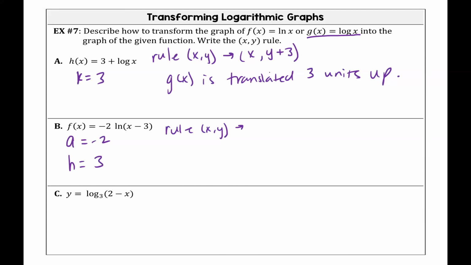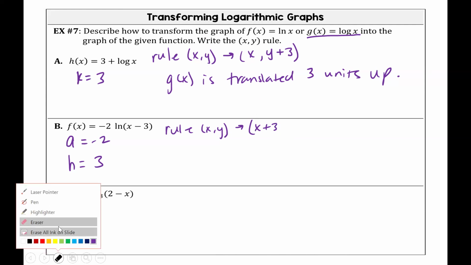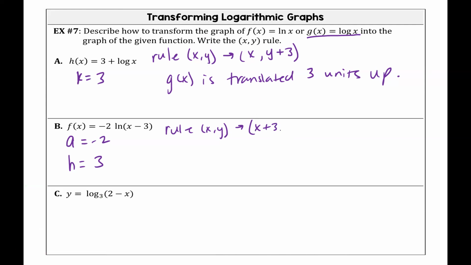What's happening to x? Right, 3. So to all of my x values, I am adding 3. I'm going to put parentheses and a comma. What's happening to my y's? All of my y values are being doubled, right? -2 times y. Those are the rules that are taking place to each one.